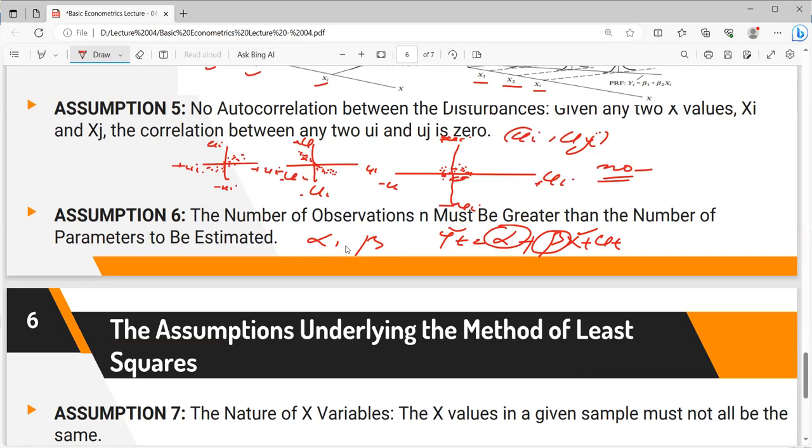So this assumption is basically about the number of observations of x and y being greater than the number of parameters. If we have alpha and beta, that is 2 parameters, then the number of observations must be greater than 2. Then it will be possible for the econometrician to estimate the relationship between the two variables x and y.